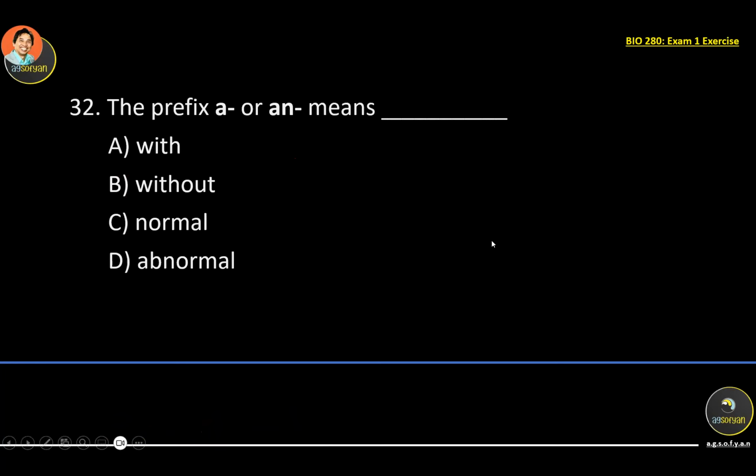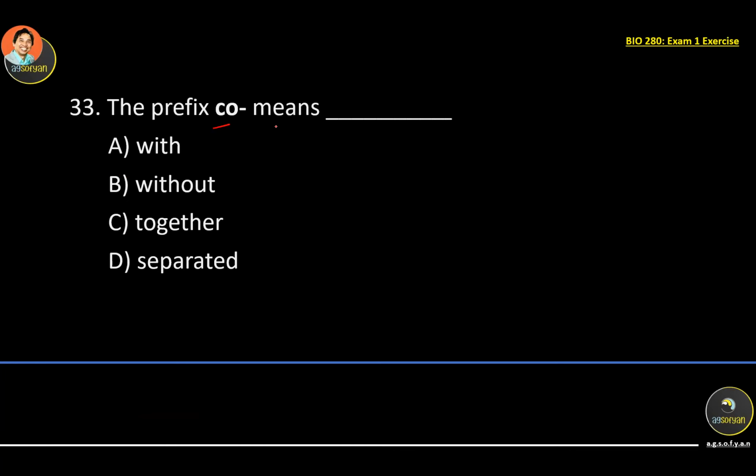The prefix a or an. I think we already mentioned this. A or an means without or no. The prefix co means together, like co-producers.